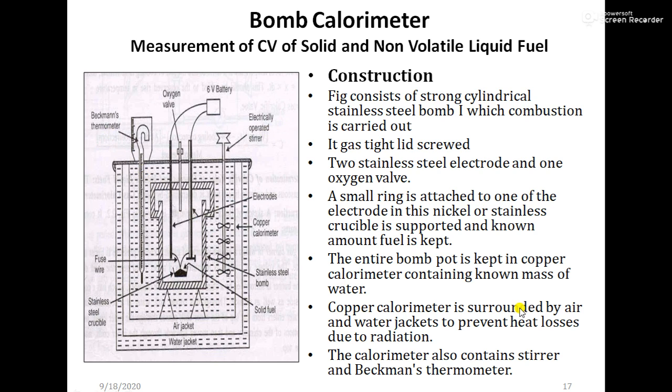The copper calorimeter is surrounded by an air and water jacket to prevent heat losses due to radiation. So this is the stainless steel bomb, which is covered with the copper calorimeter, which is covered with the air jacket, and which is also covered with the water jacket. This is to prevent heat losses due to radiation. So this is the construction of the bomb calorimeter.